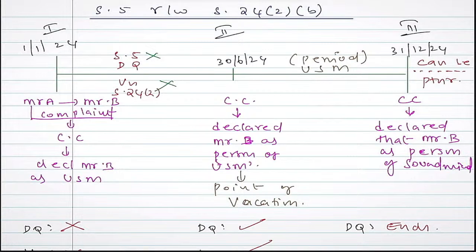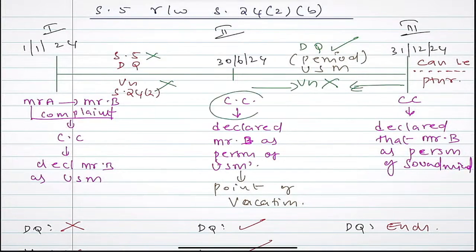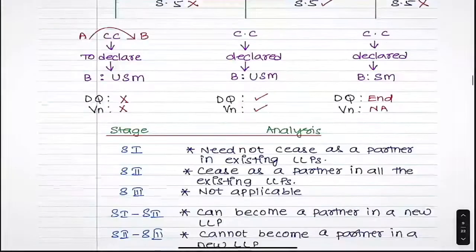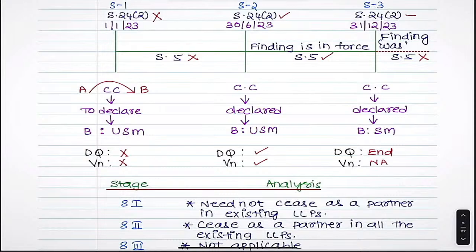Between 36/24 and 20/14, is there a disqualification? Yes. Is there a vacation? No. Vacation is not for a period of time. Vacation is at a point of time. Reminding, everything is the same. I have written the section numbers also, please copy down.